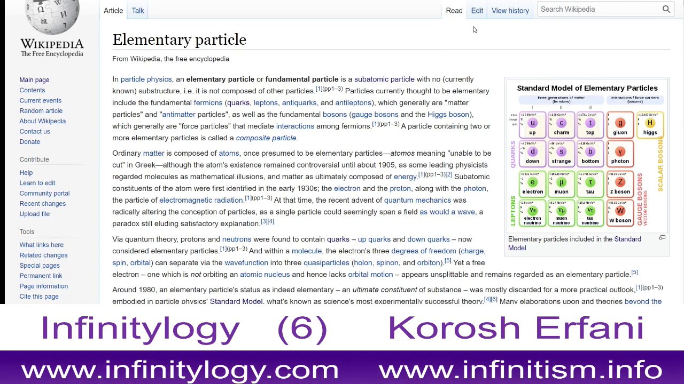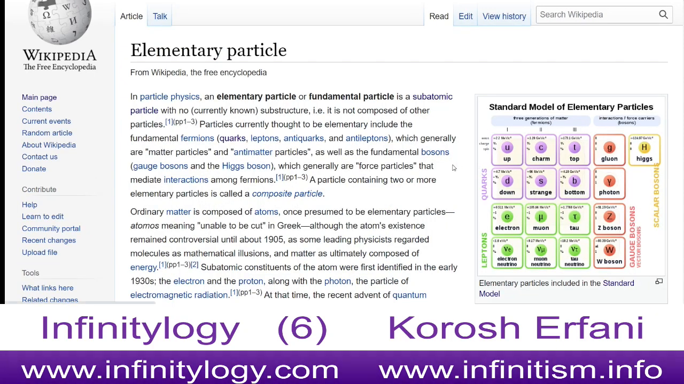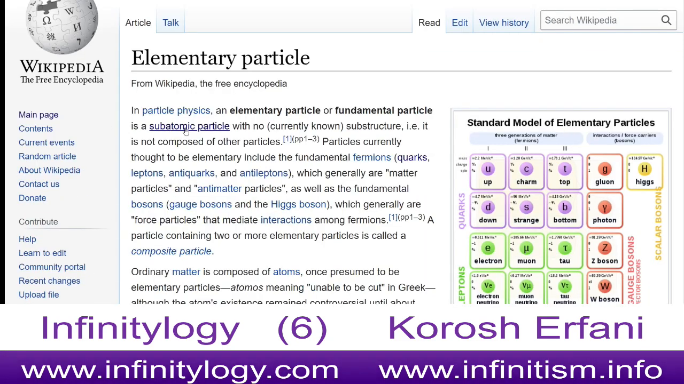this topic, elementary particles. So what is interesting is the first explanation of the text related to elementary particles. It said that in particle physics, an elementary particle or fundamental particle is a subatomic particle with no substructure. And look, what is interesting, and all the idea of infinitism is here, actually. You can see that it says is a subatomic particle with no currently known substructure. What does it mean? It means that it is not composed of other particles.